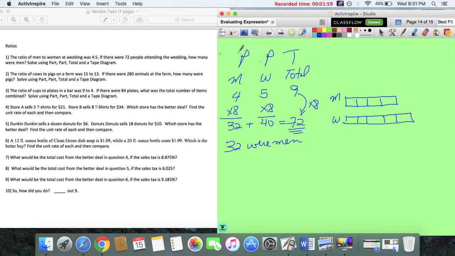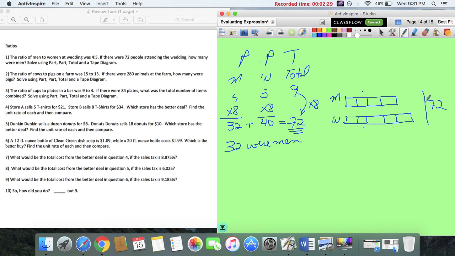So the next number we have is 72, right? So 72 people attended. Do I put 72 here? No, I wouldn't, because this does not represent the number of men. Okay, so would I put 72 down here? I also would not do that because it does not represent the total number of women attending. But 72 in this case represents the men and the women all together.